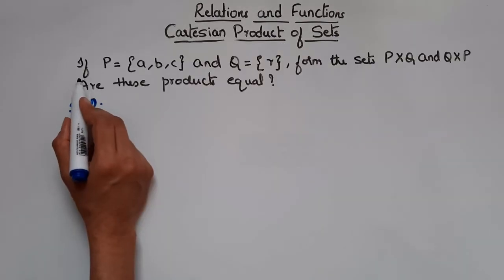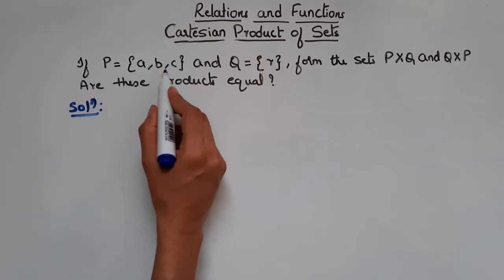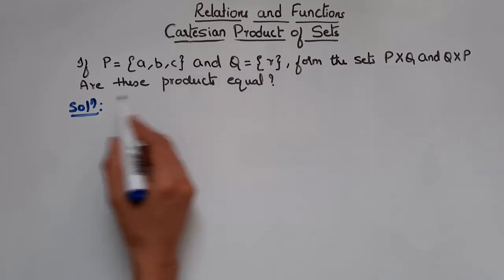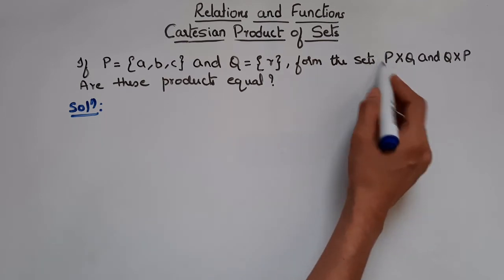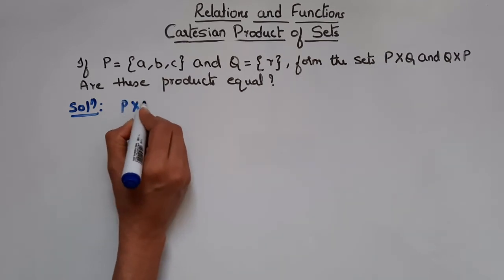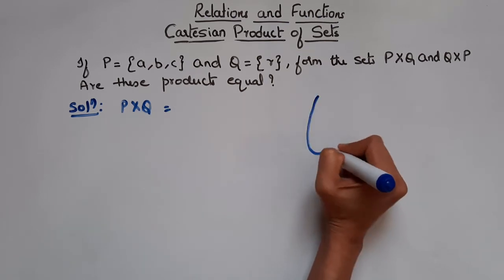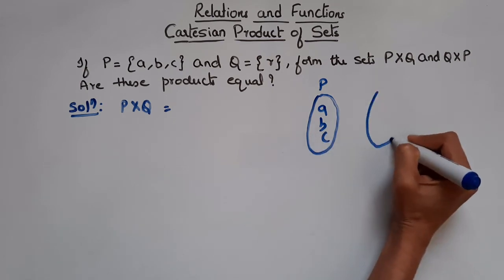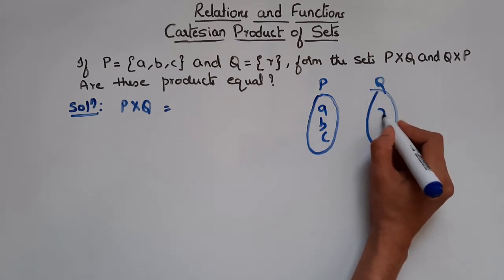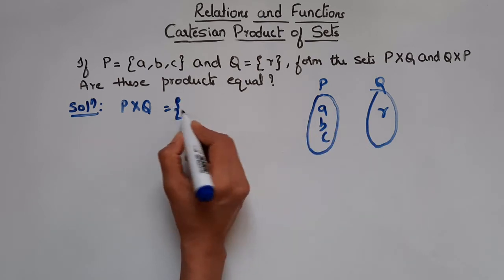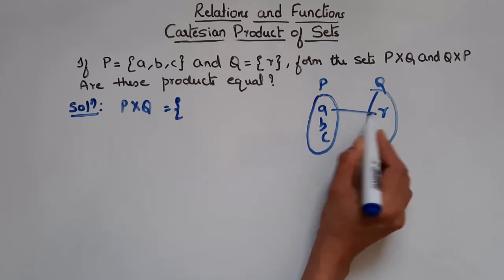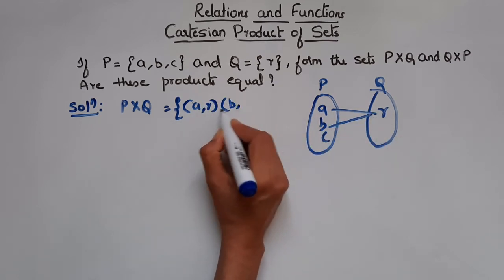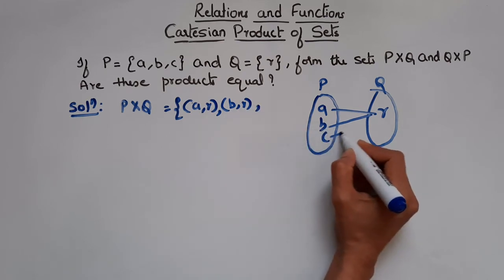So now let's see this problem. Here it says if in set P we have elements A, B, C and in set Q we have R. Form the sets P cross Q and Q cross P. Are these products equal? So let's see first P cross Q. So we know P cross Q is equal to, first you will take P. So the elements are A, B, C and we have set Q whose elements are R. So let's form the P cross Q. So A, R, B, R and we have C, R.